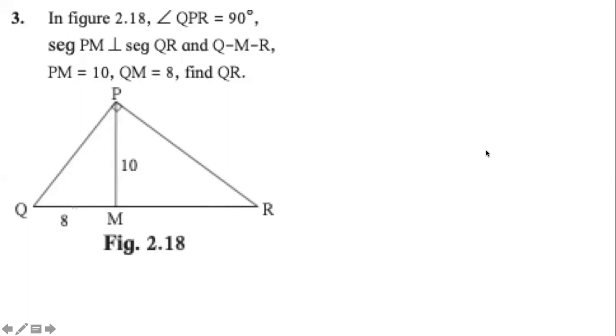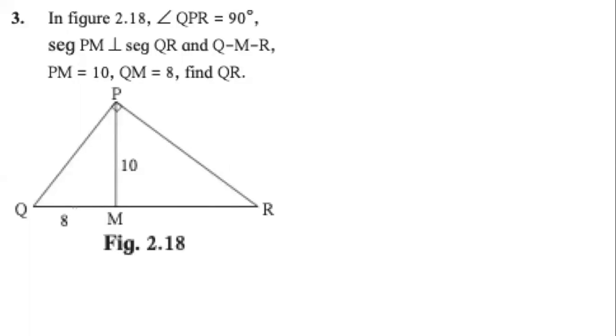Fiza, can you come out of mute and read this question? In figure 2.18, triangle QPR is equal to 90 degree. Segment PM, seg QR and QMR, PM is equal to 10. QM is equal to 8. Find QR. Thank you, Fiza.